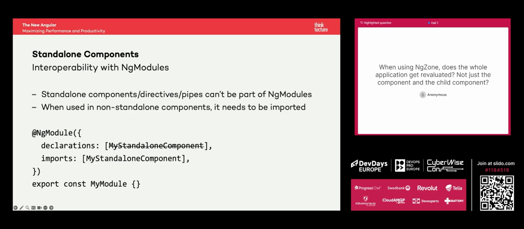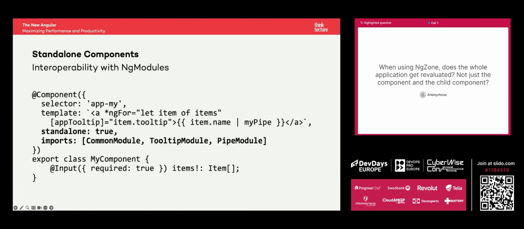And also there's again an interoperability story. So you can use standalone components and directives and pipes in ng modules by adding them to the imports array of the module. And it's also possible the other way around. So if you want to use a module in a standalone component, this will also work by simply adding the module to the imports array of your component. So all of that is perfectly fine. And just as with signals, we also have an interoperability story here.